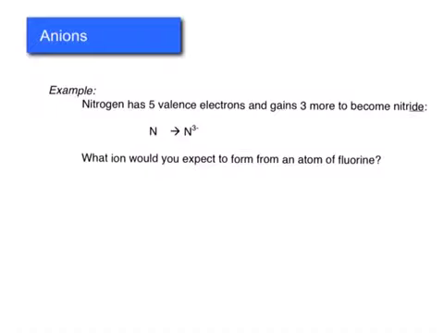Okay, so what would we expect to form from an atom of fluorine? If we look at our periodic table, fluorine is in column 7, and it has 7 valence electrons. Again, it's not likely to lose all 7 of those electrons. So the more likely thing to happen is that it's going to gain 1 more, which is going to bring it from 7 to 8, and so it's going to have a full octet, and that gain of 1 additional electron will give it a -1 charge. So we'll have F-, and it will be called fluoride.